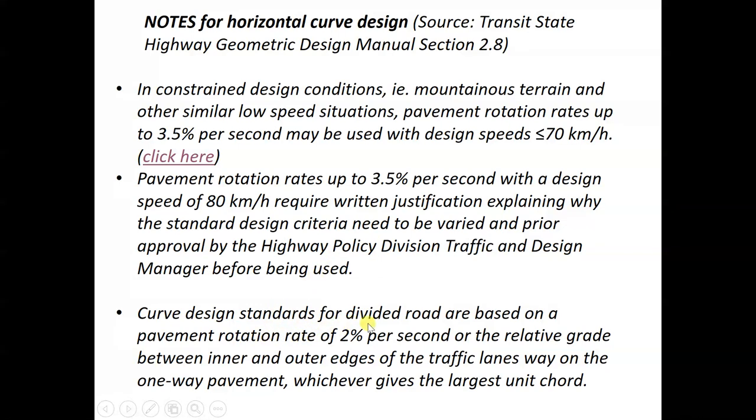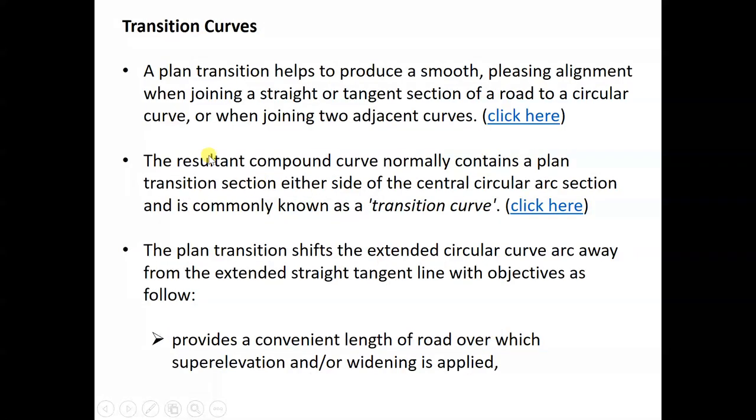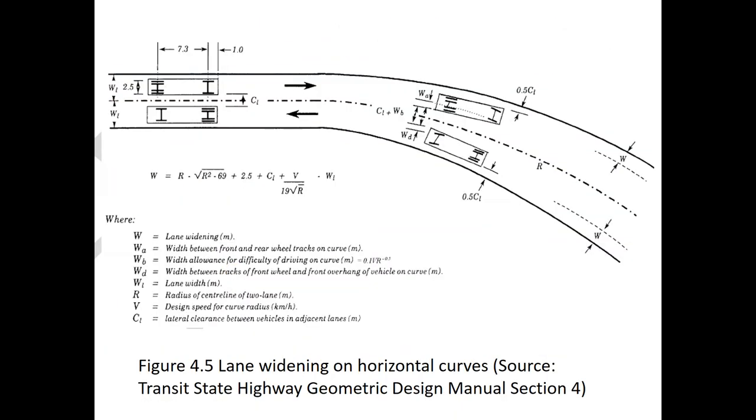Yeah, so for divided roads, that means dual carriageway or whatever, we want to have a lower rotation so it's more comfortable, like 2% per second. Okay, transition curve. Just now, transition curve.